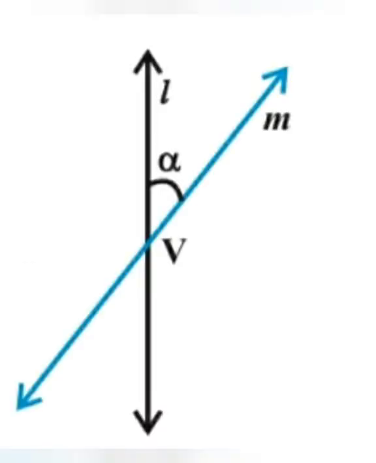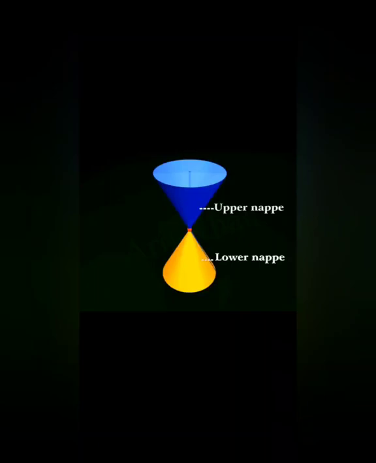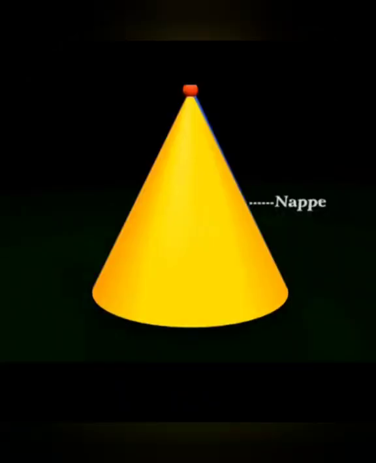Now let L be a fixed line and M be another line intersecting it at a fixed point, say V, and inclined to it at an angle alpha. Suppose we rotate the line M around the line L in such a way that the angle alpha remains constant. Then the surface generated is a double napped right circular hollow cone. The lateral surface area of a right circular cone is called nap. Let us first go through this video clip.